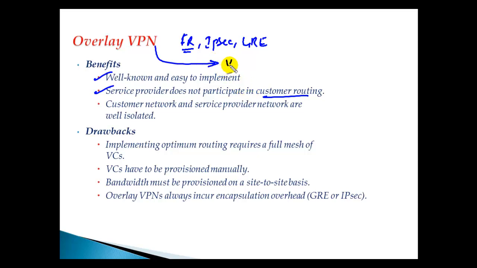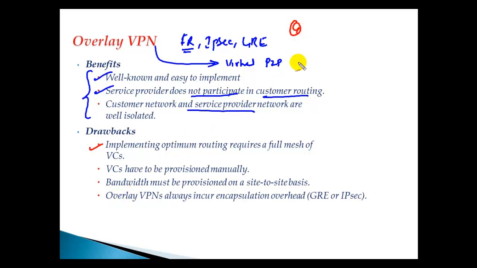It is only responsible for providing a virtual point-to-point connection between the two customer sites, but the service provider will not at all participate in any of the customer routing information. Now customer networks and service provider networks are completely isolated, which means whatever routing they do, they are not at all related with each other. They are completely different. So these are some of the advantages we get in the overlay model, but at the same time we have some disadvantages here. With overlay models, there is a larger number of virtual circuits. This is one of the major problems with Frame Relay.